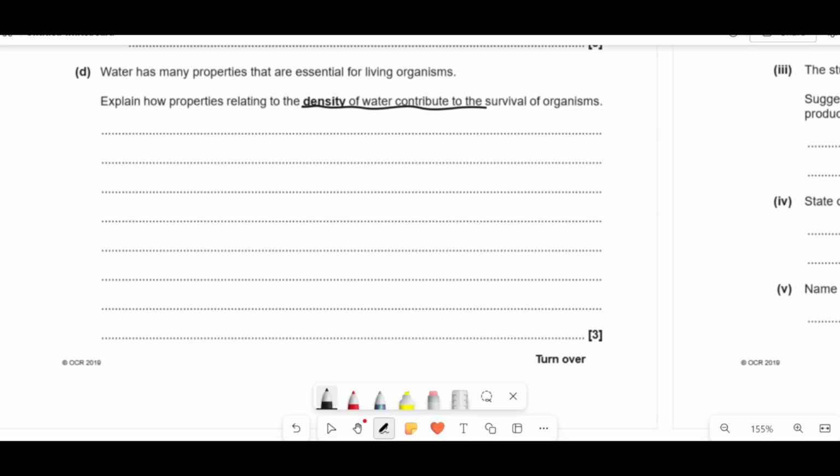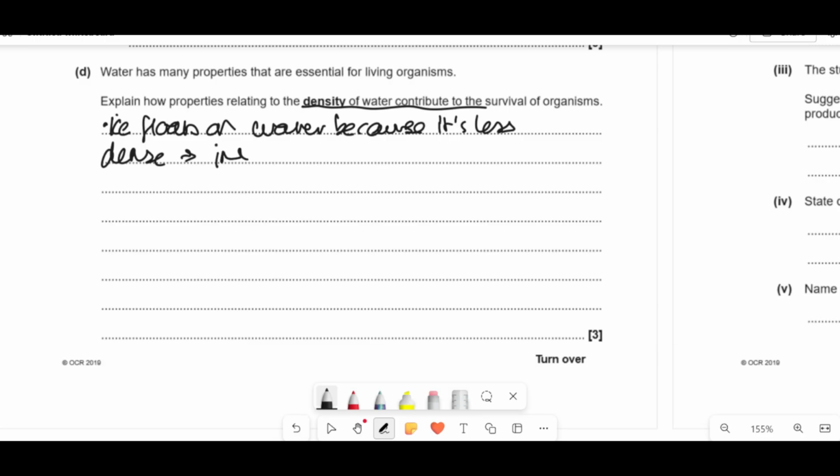Ice floats, right? So if ice is floating, you need to think of a use for that in biology. The first thing I'm thinking of is it floating on a river. Let's start off by saying ice floats on water because it's less dense. Why is this useful? Because it can insulate the water below.